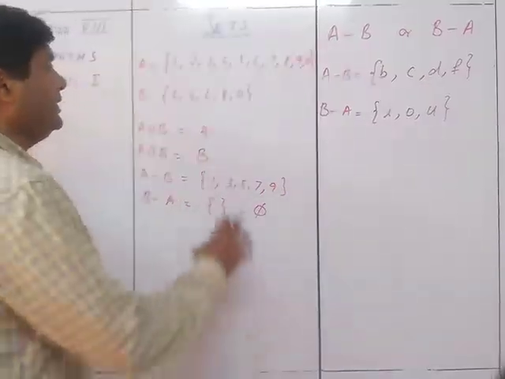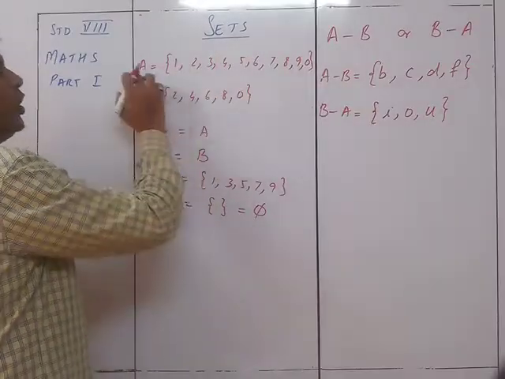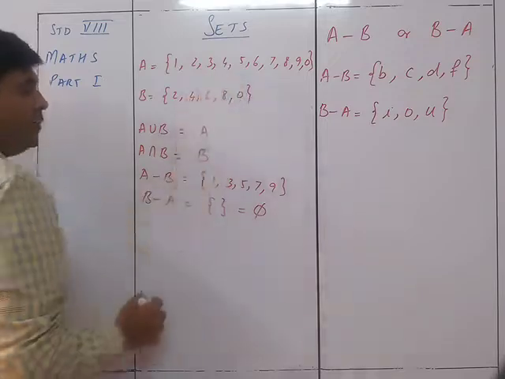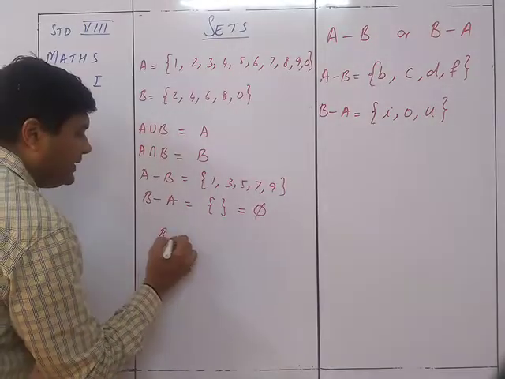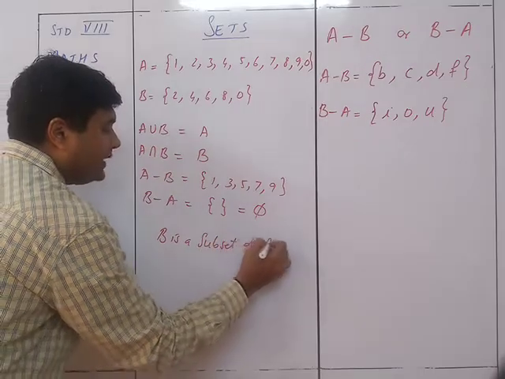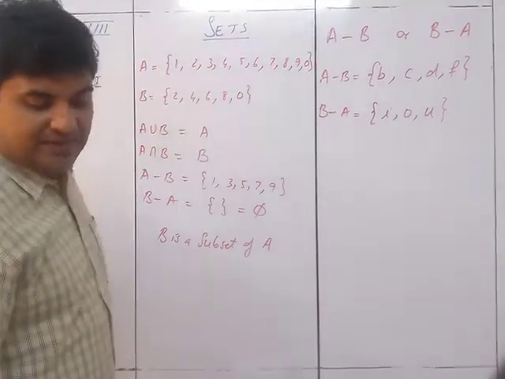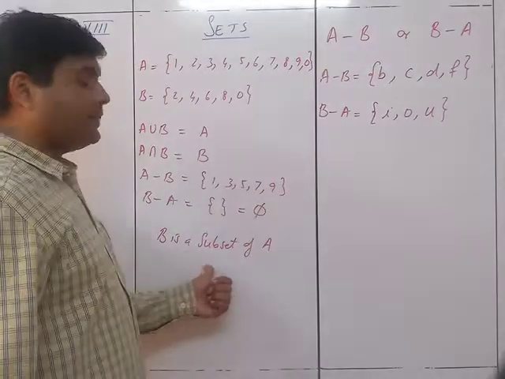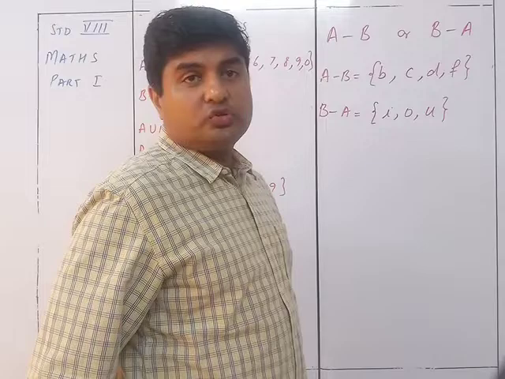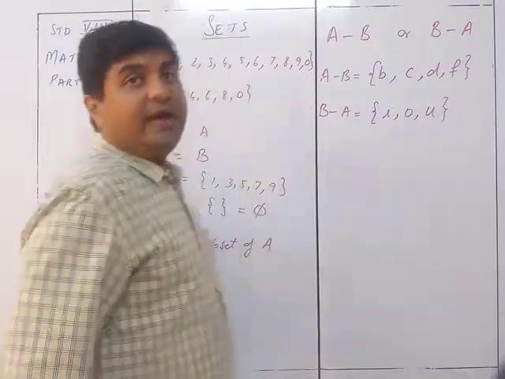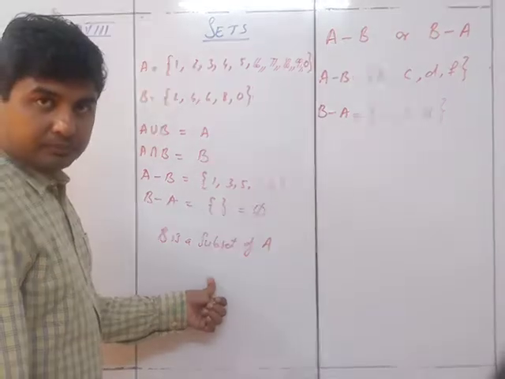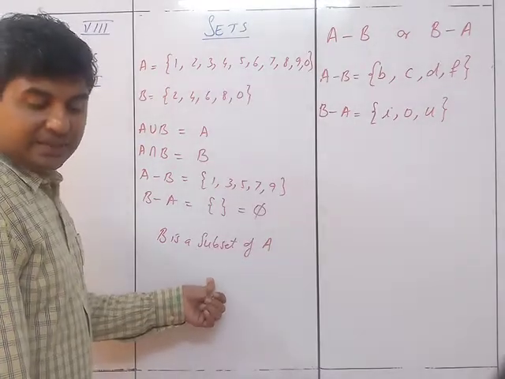Now when you have got such a kind of sets where all the values of B are in A, we call that B is a subset of A. Okay, we call it as a subset. So B is a subset of A. That means B has got those values which are already present in A, or A has got all the values of B present in it. That's called as a subset.